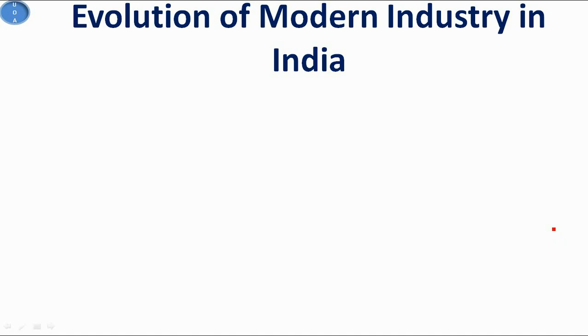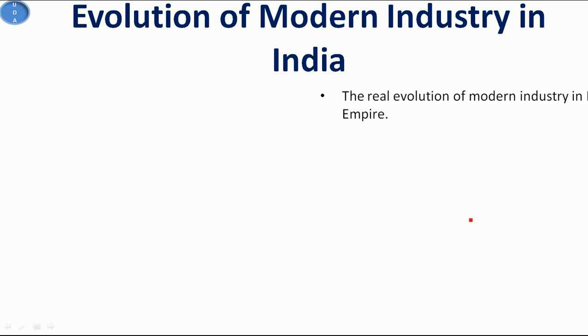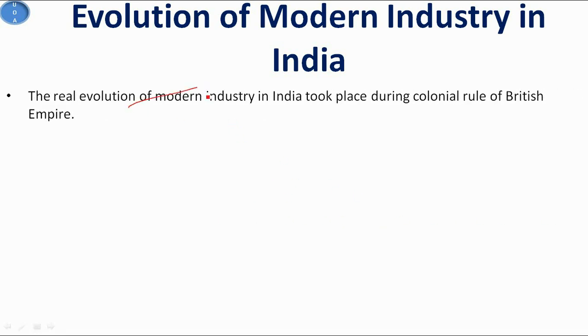The iron column near Qutub Minar in Delhi is standing in the open. The column is over 1500 years old, and it seems that this column will continue to stand there till eternity. Even during the Mughal period, some industries existed in India, but they were of a small scale or of handicraft. The real evolution of modern industry in India took place during the colonial rule of the British Empire.